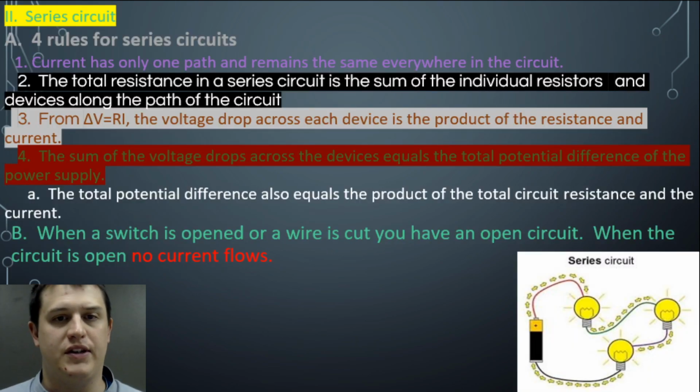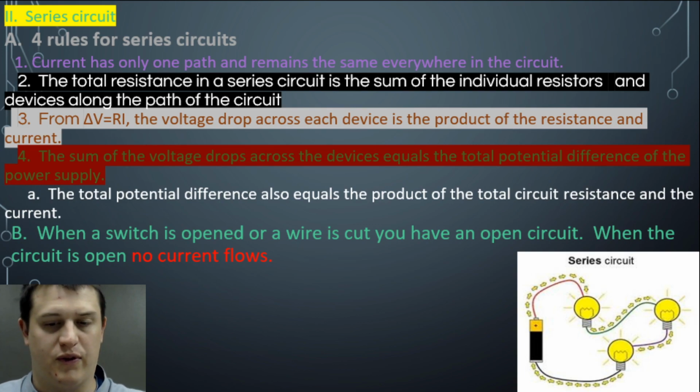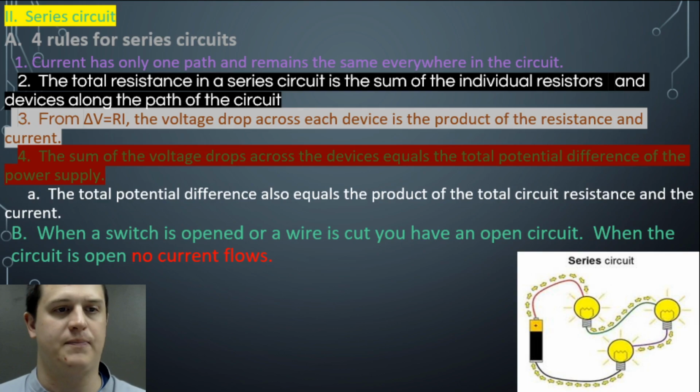Series circuit. So what's a series circuit? It goes around in a series, right? It keeps going around in a series. Just think about the World Series: 7 games, 1, 2, 3, 4, 5, 6, 7. They go around in that series. In a series circuit, current has only one path and remains the same everywhere in the circuit.